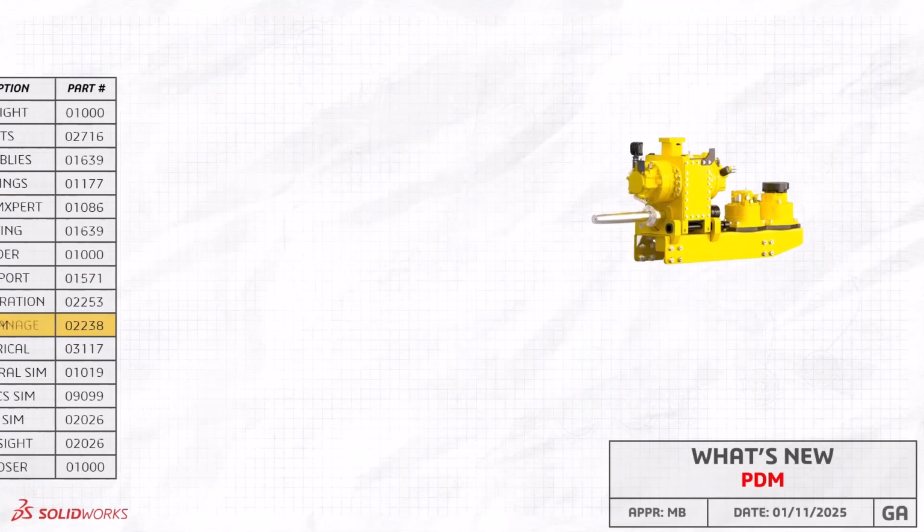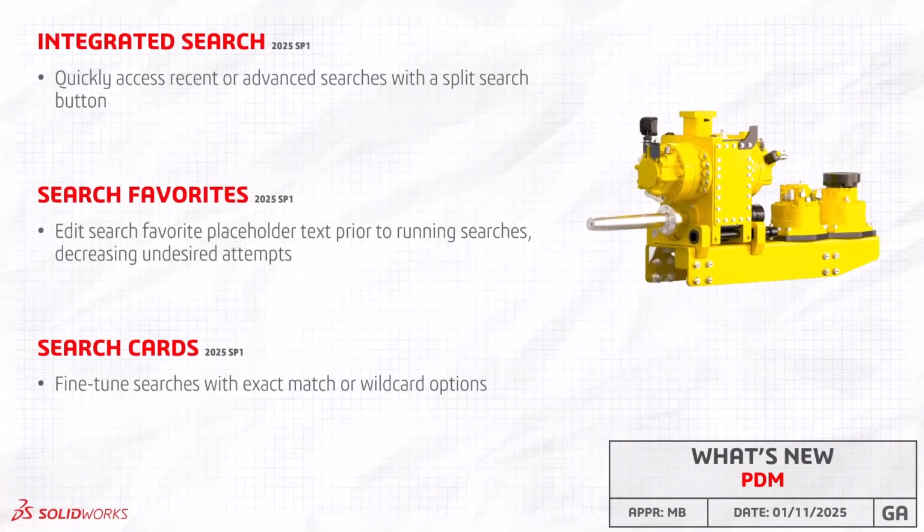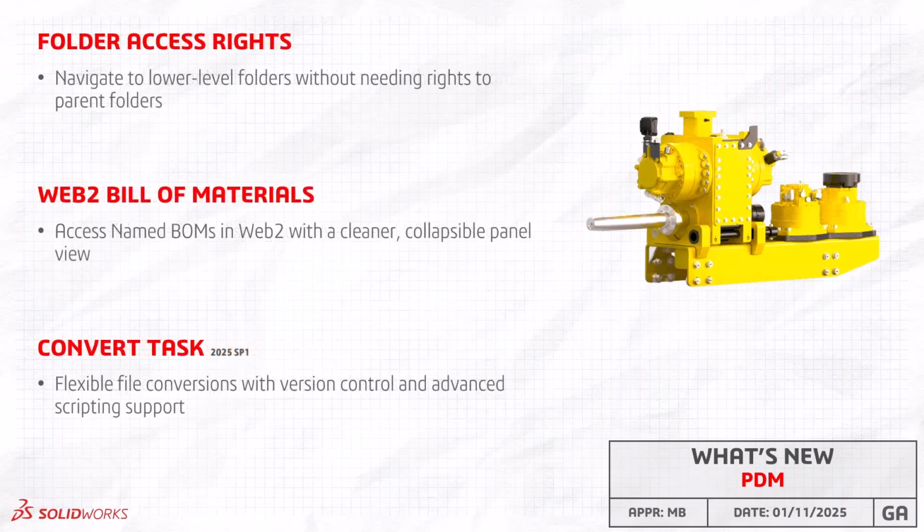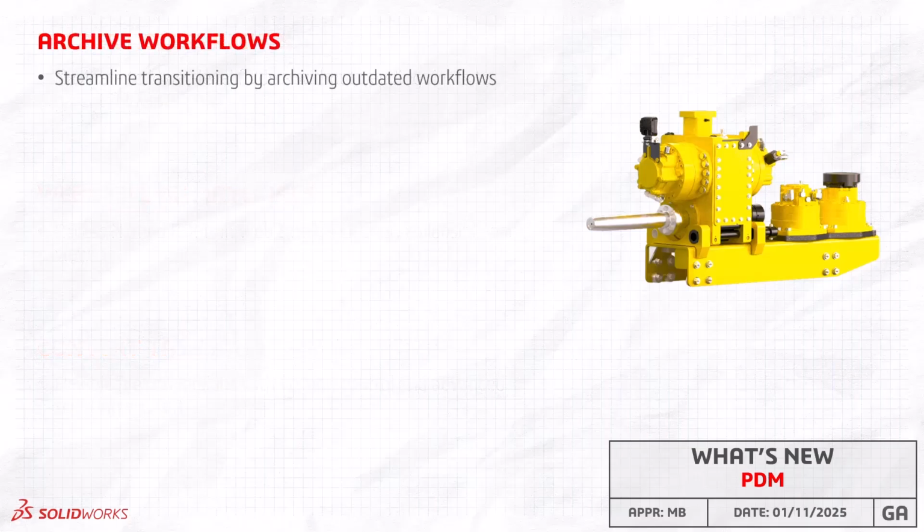With SOLIDWORKS PDM 2026, you can quickly access recent searches with the split search button, edit favourite searches before running them, use exact match or wildcard searches, transfer ownership of files, add revision to where used and contains tabs, preview STEP and Parasolid files, navigate to lower level folders easier, access named BOMs in Web 2, leverage more options within the Convert task, and archive workflows.